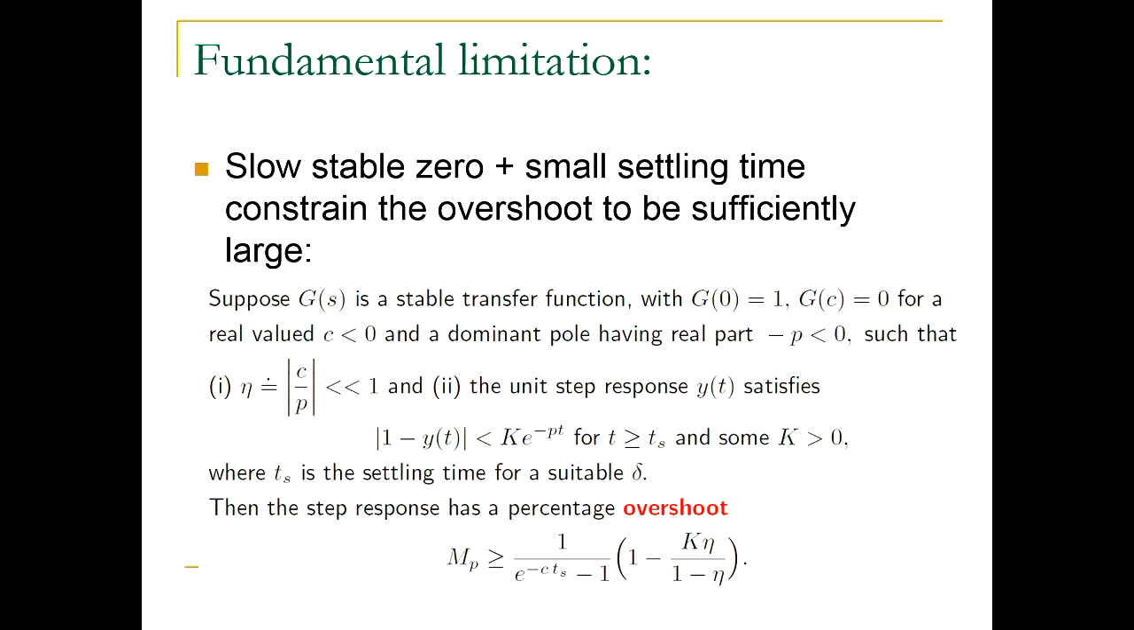But what's important is if I tell you I want M_p to be, let's say, less than 10%, in this case I can adjust all of these parameters so that this is actually larger than 0.1. So it's unachievable. Depending on how you pick c, t_s, k, eta, etc., that would lower bound the overshoot. So again, this is a fundamental limit to performance.